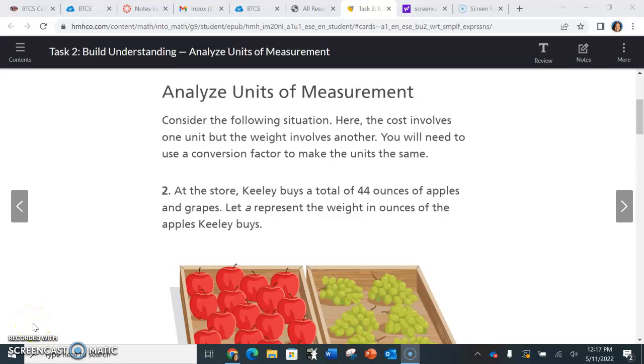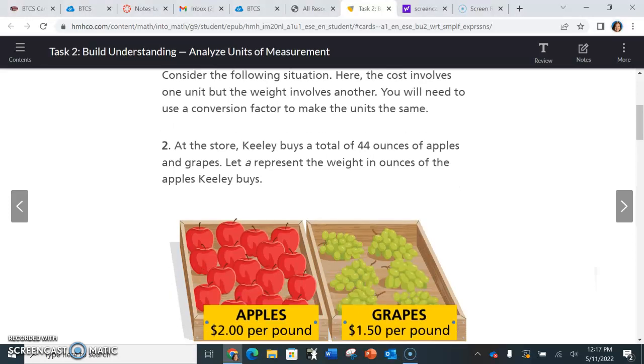Lesson 2.1, Task 2. Analyze units of measurement. Consider the following situation. Here the cost involves one unit, but the weight involves another. You will need to use a conversion factor to make the units the same.